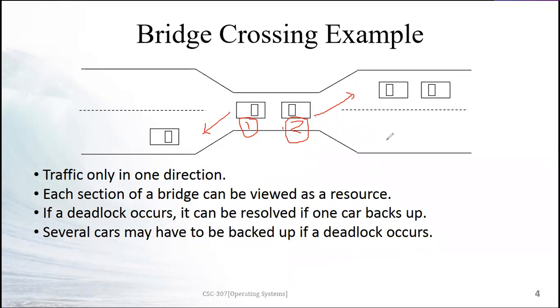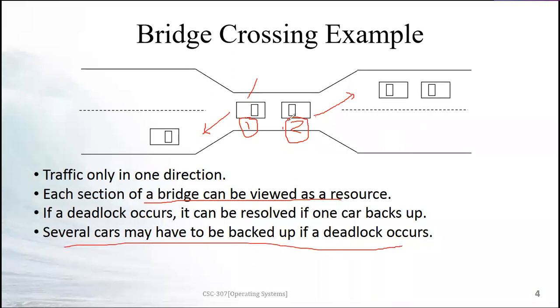But in case of deadlock, what happens is the operating system doesn't have any viable way to solve it. So traffic moves in one direction. Each section of the bridge can be viewed as a resource, like taking one printer, taking another printer. Now several cars may have been backed up before deadlock occurs.